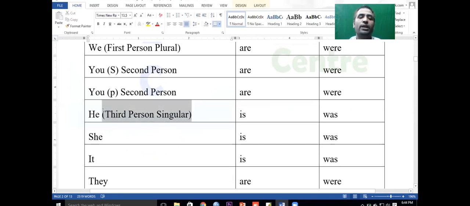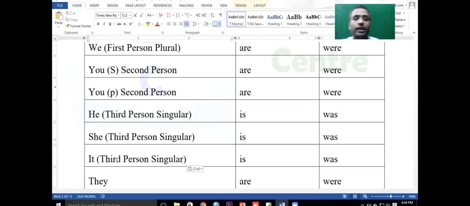So let me copy it from here. Control C. I will put it over here. Control V and Control V. So she is, she was, similar to he. It is, it was.